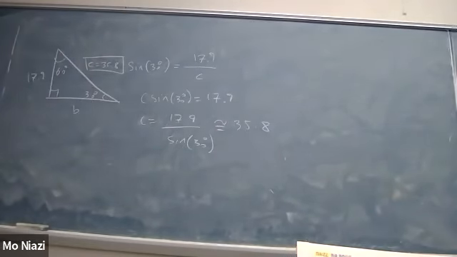Which then, when you plug it into your calculator in degree mode, you get that B is approximately 31. So we found it. We found C and we found B. This is called solving a right triangle.